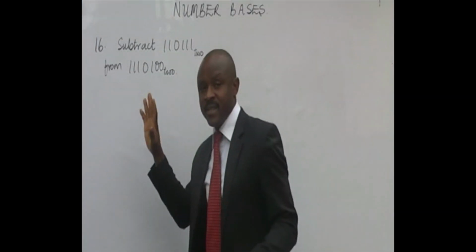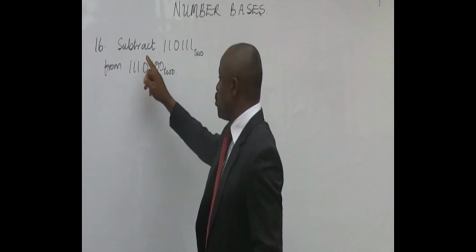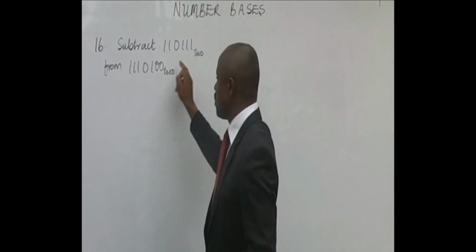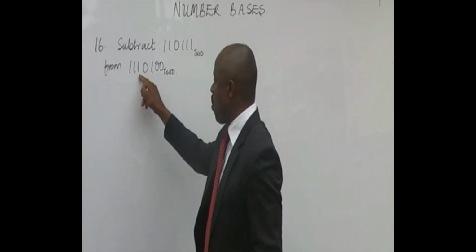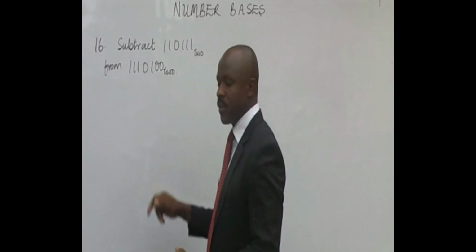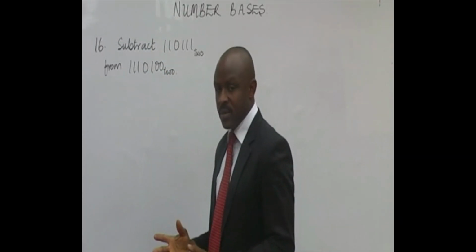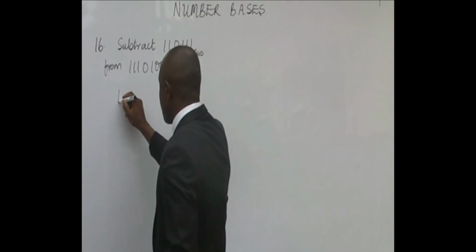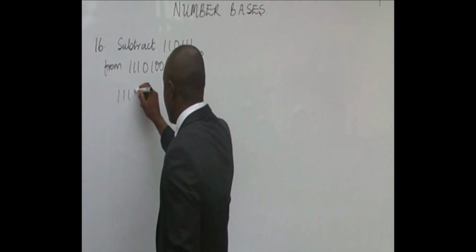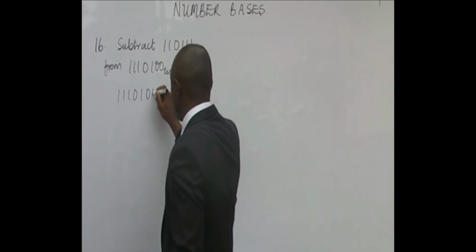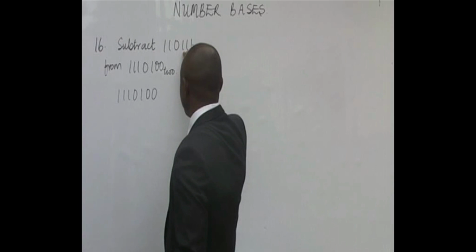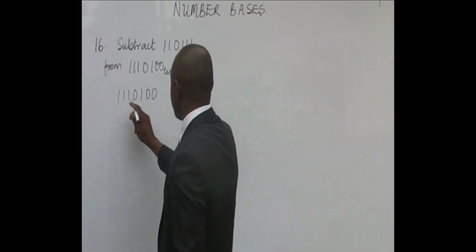This is question number 16, and it says we should subtract 110111 base 2 from 1110100. Just the normal processes. Write down the one you are subtracting from. 1110100. This one has 1 2 3 4 5 6 digits. So start from here.